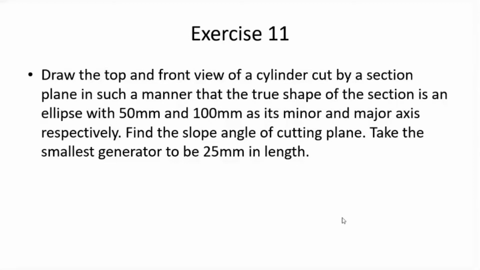In this question, it is said that a cylinder is cut by a section plane in such a manner that the true shape of the section is an ellipse. The dimensions of the ellipse are given: 50 millimeter is the minor axis and 100 millimeter is the major axis. But no dimensions of the cylinder are given. So how do we find out the diameter of the cylinder, the length of the cylinder, etc.?